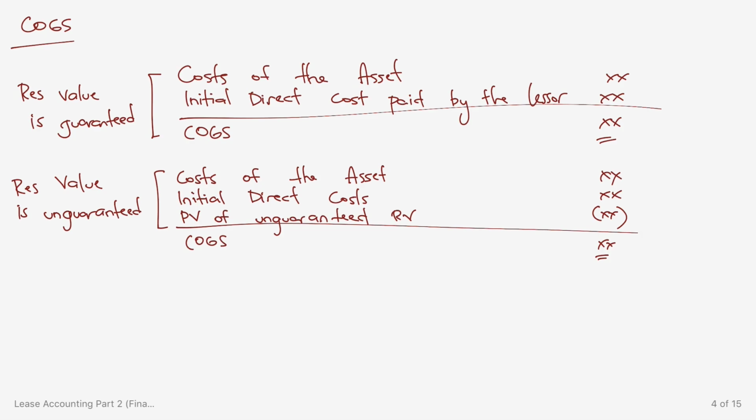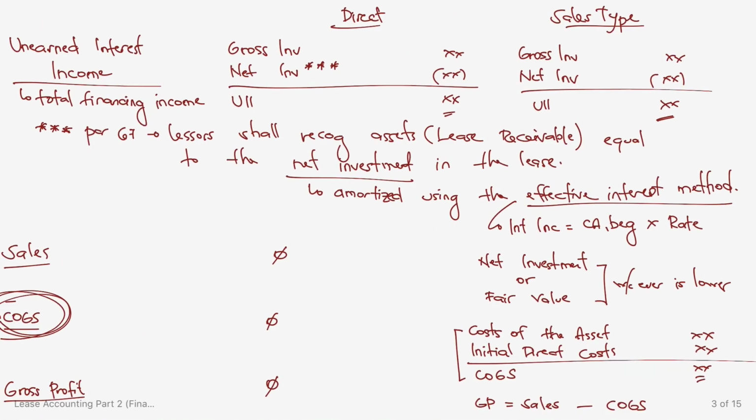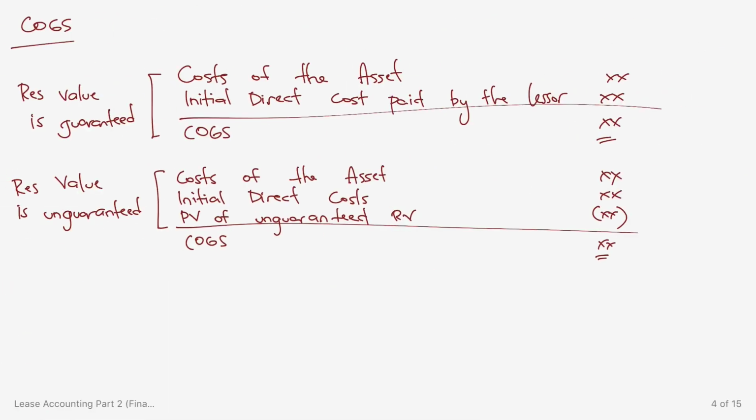Naiintindihan ba? Hopefully, okay tayo sa cost of goods sold. Now, one last thing before tayo pumunta sa mga problems. Let's clarify also the sales account. Okay? So, for the sales account, anong sinabi ko?